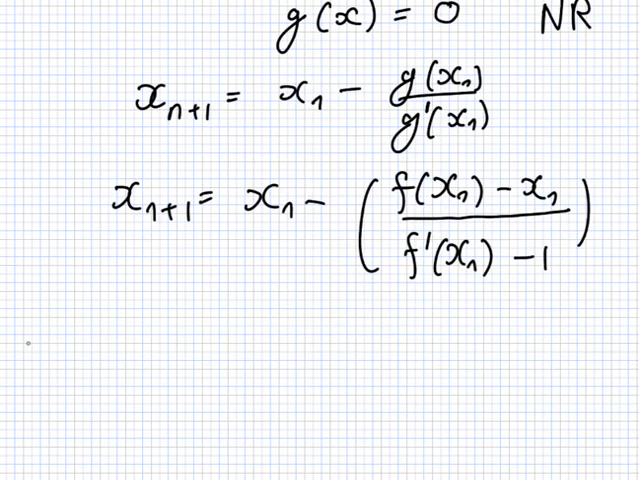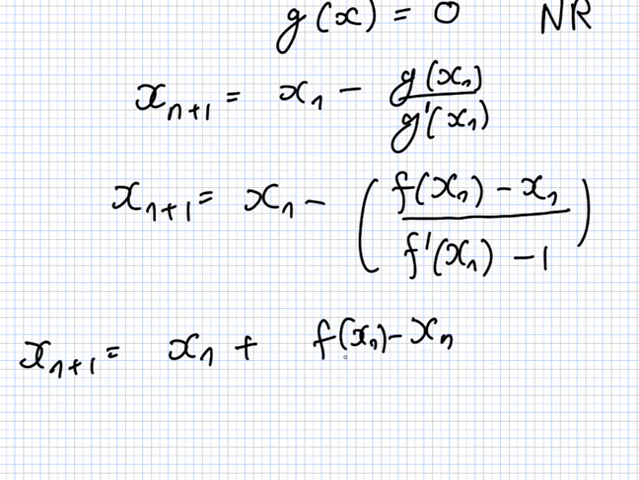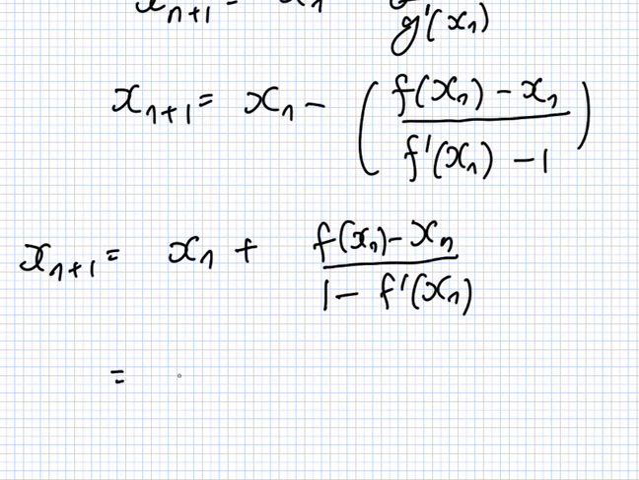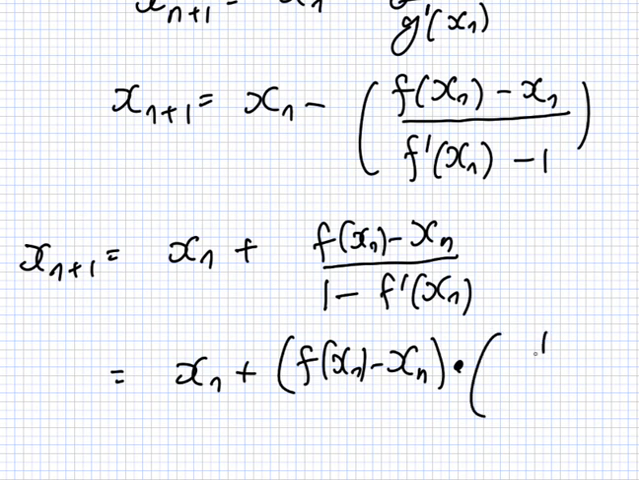So what I'll do is, I'll write this as x n plus f of x n minus x n over 1 minus f derivative of x n. So I'm just putting the minus down below. x n plus f of x n minus x n times 1 over 1 minus f derivative of x n.